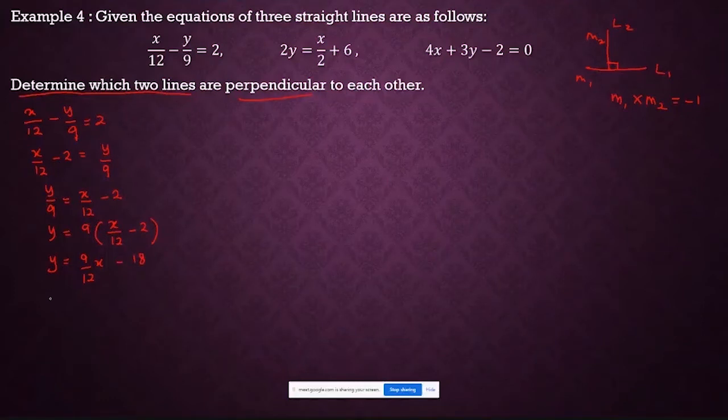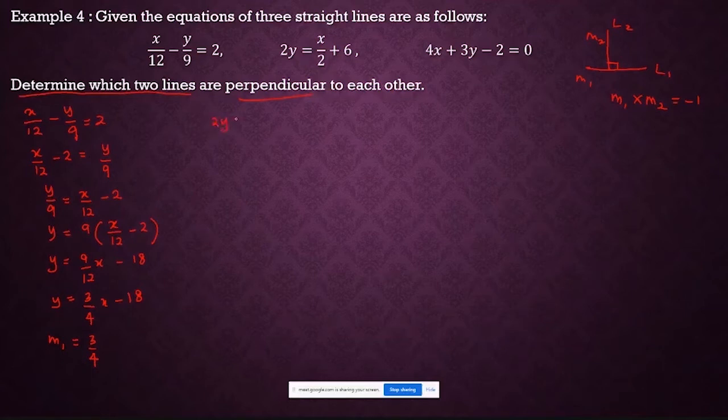Okay, 9 and 12, we have a common factor. So divide by 3: 9 divided by 3 is 3, 12 divided by 3 is 4, x minus 18. So the gradient for line 1 is 3 over 4. Okay, second line.